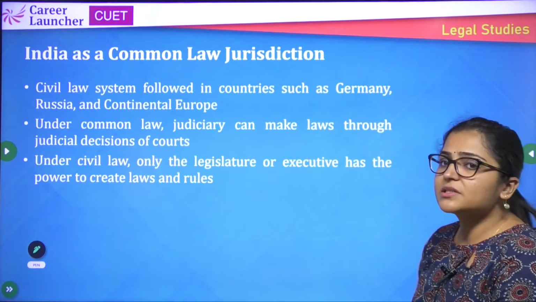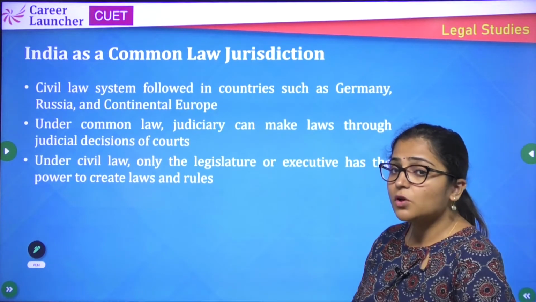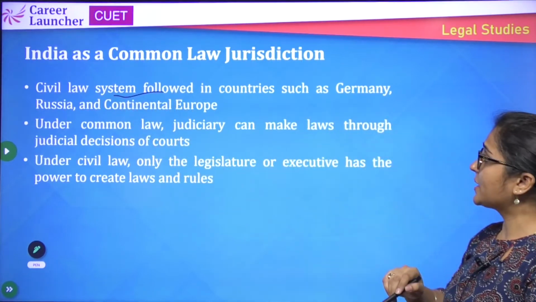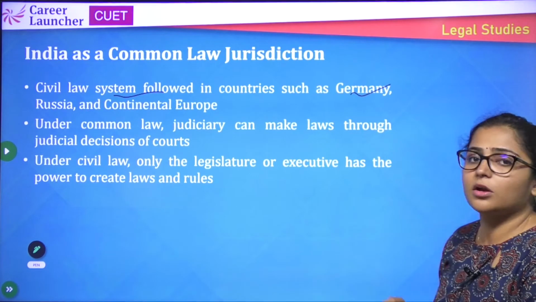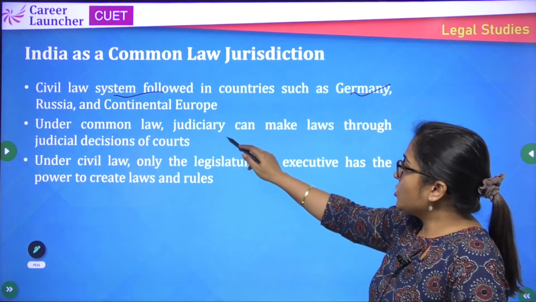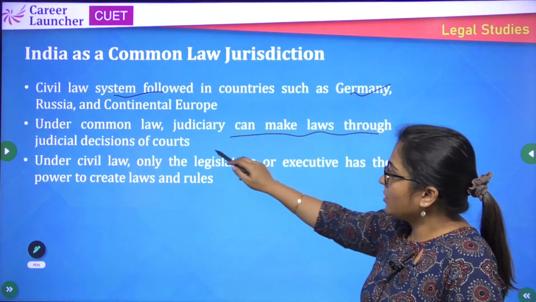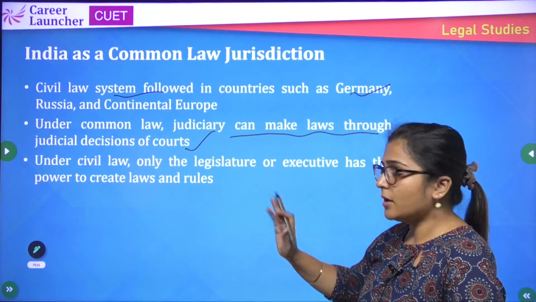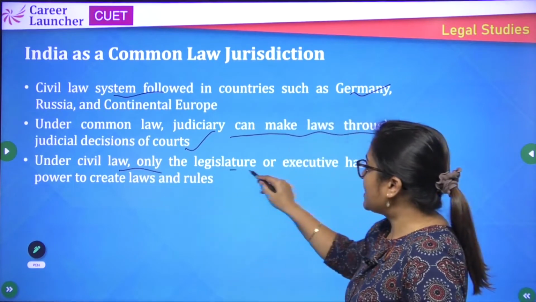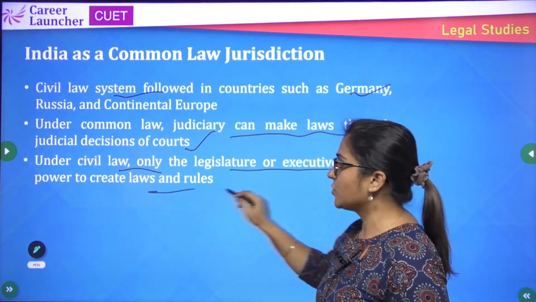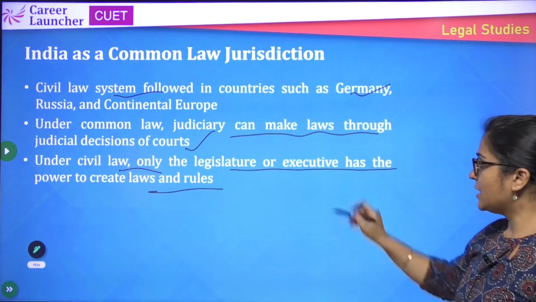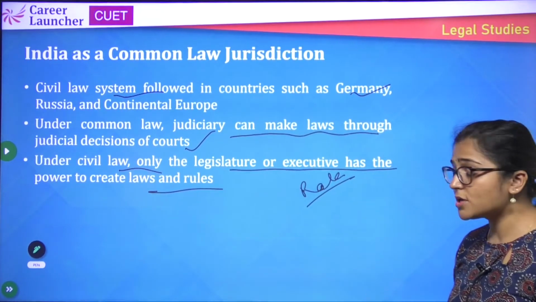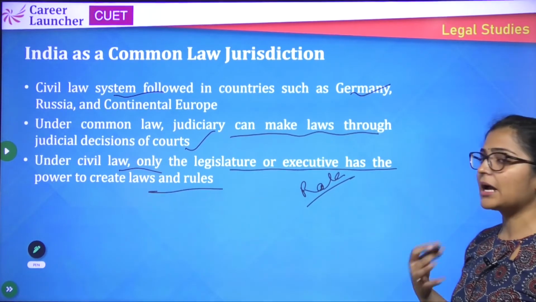Then obviously, when we are talking about the common law system, we also need to understand the civil law system. It is followed in countries such as Germany, Russia and continental Europe. Under common law, the judiciary can make laws through judicial decisions. Of course, we discussed this in the last slide, but under civil law, only the legislature or executive has the power to create laws and rules. That means the role of the judiciary is not that relevant in making laws. They can decide the case, but they can't make laws.